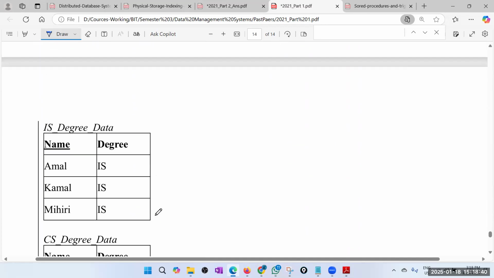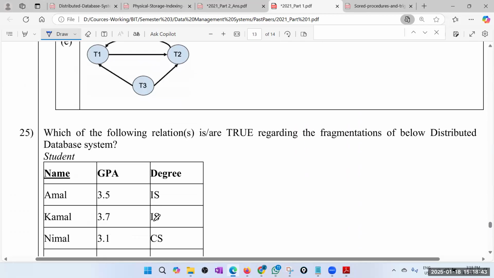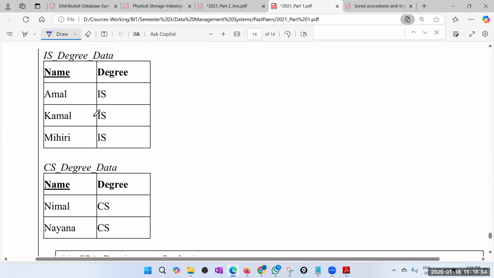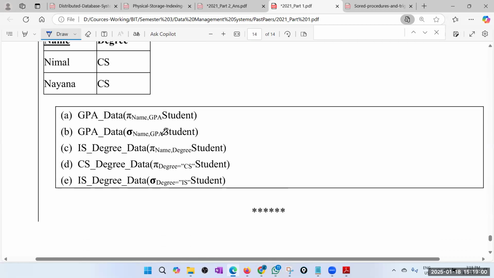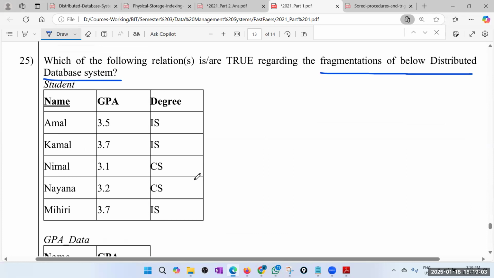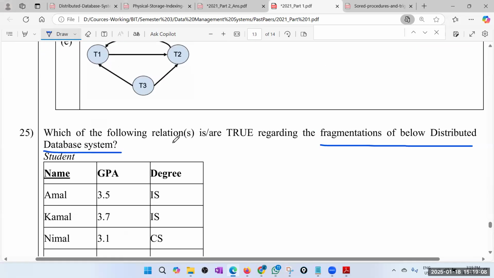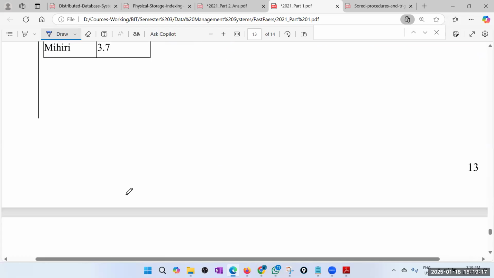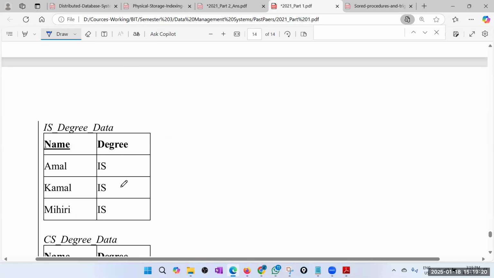Right, 25, is it the last question? Yes. Which of the following relations is true regarding fragmentation of the below distributed database system? This is student, GPA data, IS degree data, CS degree data. They ask which one is this notation, relational expression. This should be your main table, student. Your degree, you can do sigma on this. GPA data is a different question. Related to those two, IS degree data.